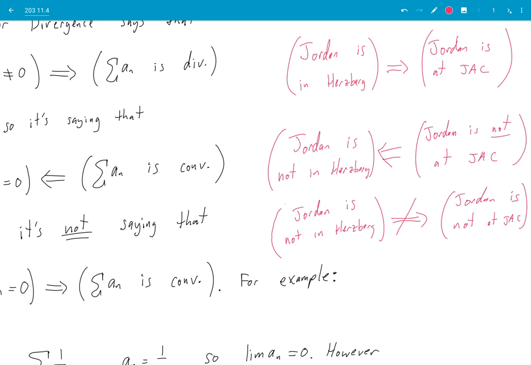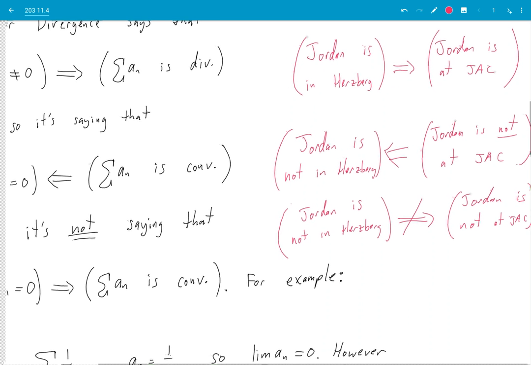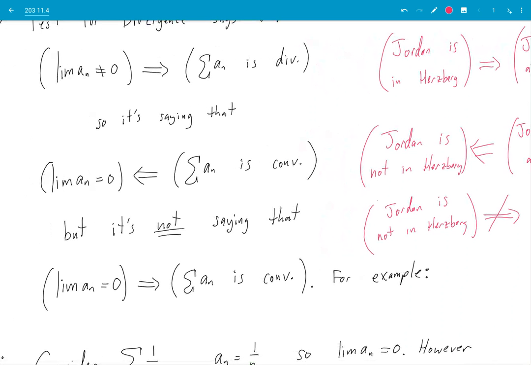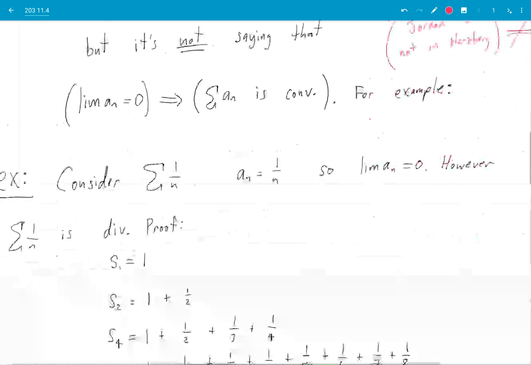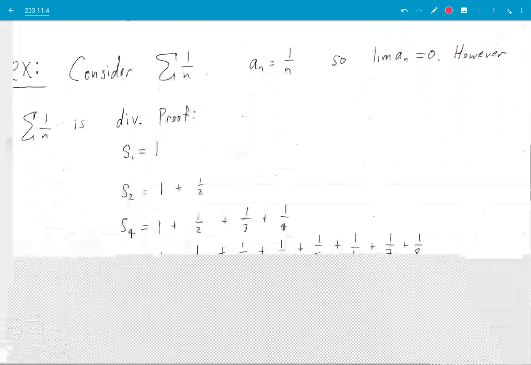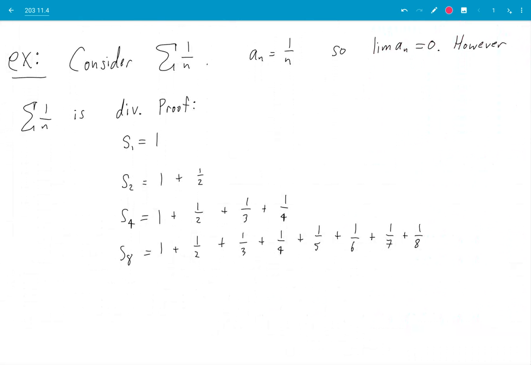Okay, all this stuff in red is to explain my reasoning here. Okay, the moral of the story, the take-home bit of information is this one right here. If your limit is 0, it does not tell you anything. It does not tell you that this series is convergent. And here's an example to show you why.